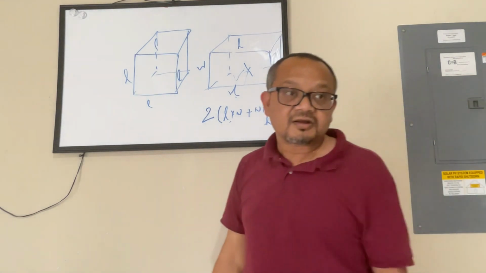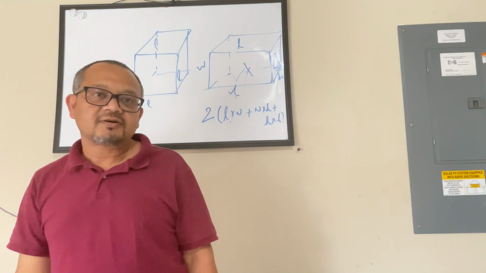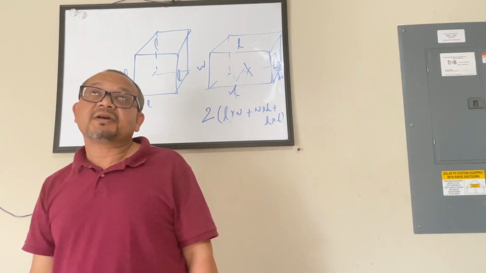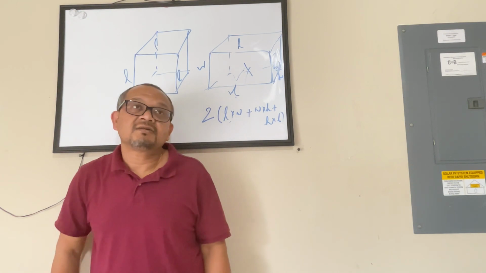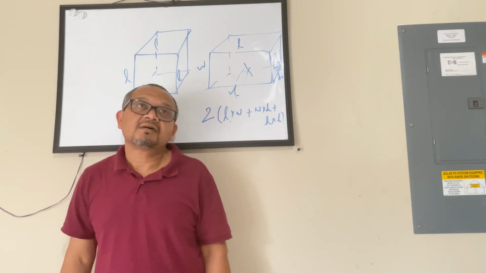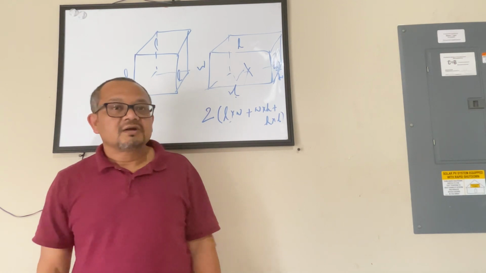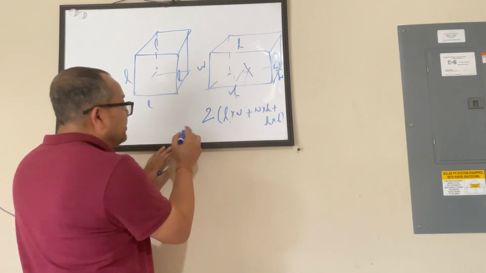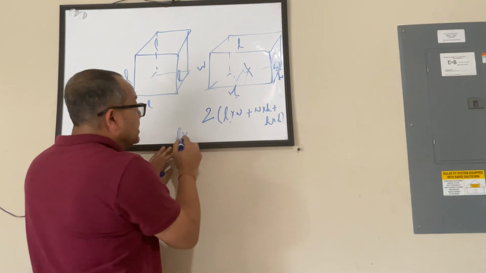Actually, another formula of the lateral surface area is the perimeter of the base times the height of the cuboid. Perimeter of the base times the height of the cuboid. That is 2 times the perimeter. So this is length into width. That's for lateral surface area.